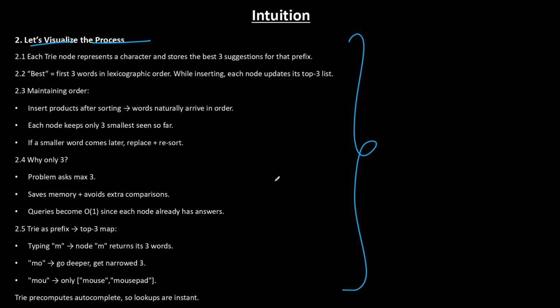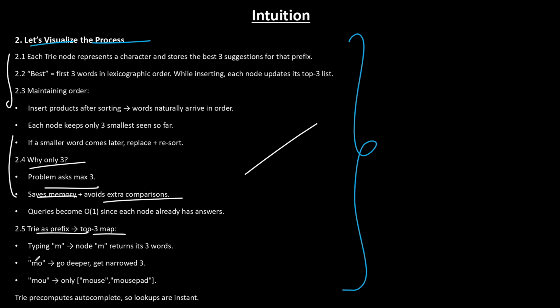So this is what is written here in the visualization process. Okay, the same thing I have written here. Why only three? The problem asks for max three, saves memory, avoids extra comparisons. Trie is prefix top three. Typing M returns three words. Typing MO, go deeper, narrowed to three. MOU, mouse and mouse pad, right? This is what we did. Trie pre-computes auto-completes, so lookups are instant.